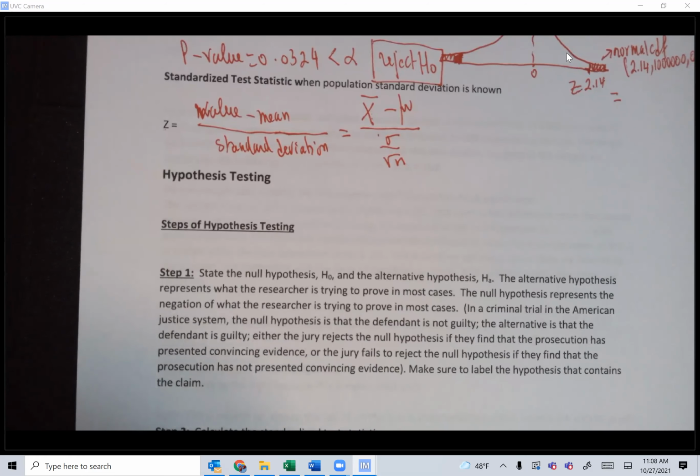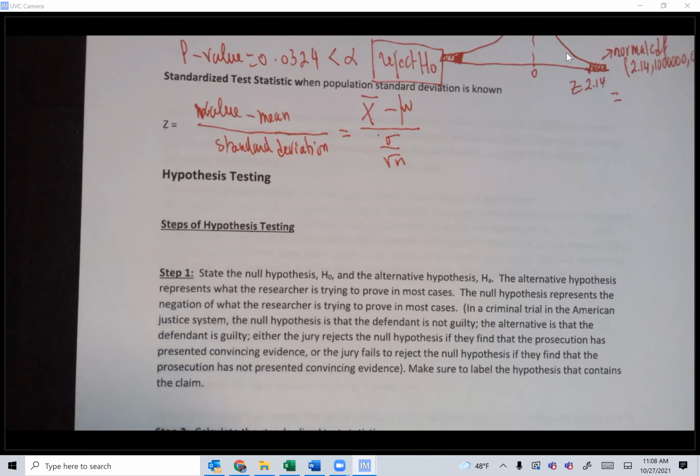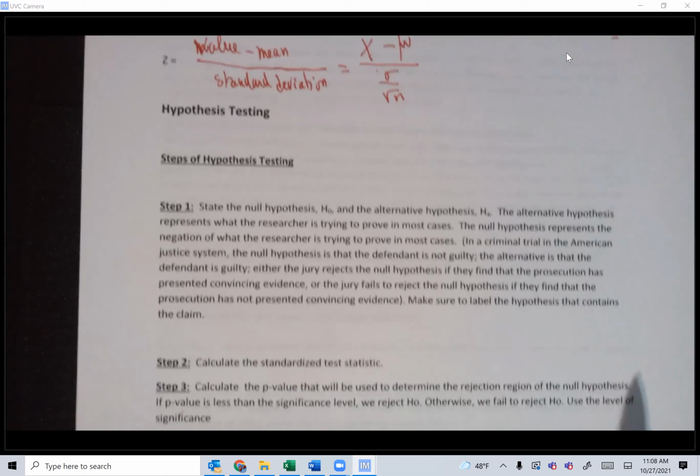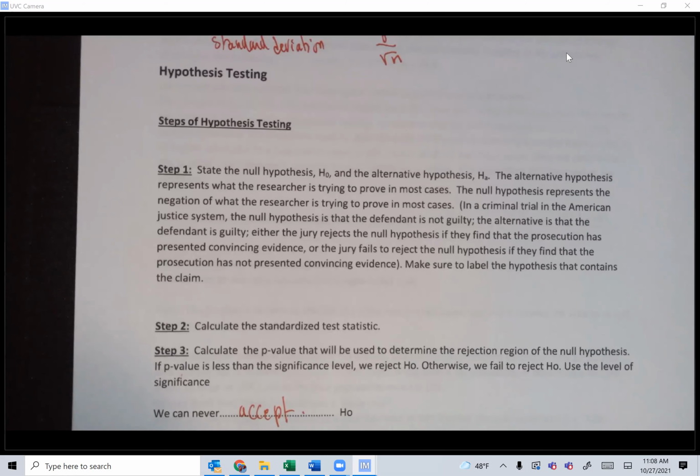We either reject the null hypothesis or we fail to reject the null hypothesis. We can never accept the null hypothesis. We don't say the word accept. We just say reject or fail to reject H0. Step 4, make a decision to reject H0 or fail to reject H0. And step 5, guys, write your conclusion in words in terms of the claim. These are the 5 steps.